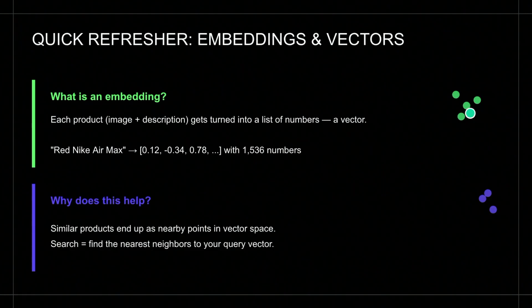So basically you are converting images or data into numbers. Those numbers don't make any sense to us. It makes sense to the machine, but it doesn't make sense to us. Now, why does this help? Similar products will have similar vectors, so they will end up as nearby points in the vector space. So when you're doing a vector search or a similarity search, you are finding the nearest neighbors to your query vector. You're not finding the exact answer, you're finding the similar answer.